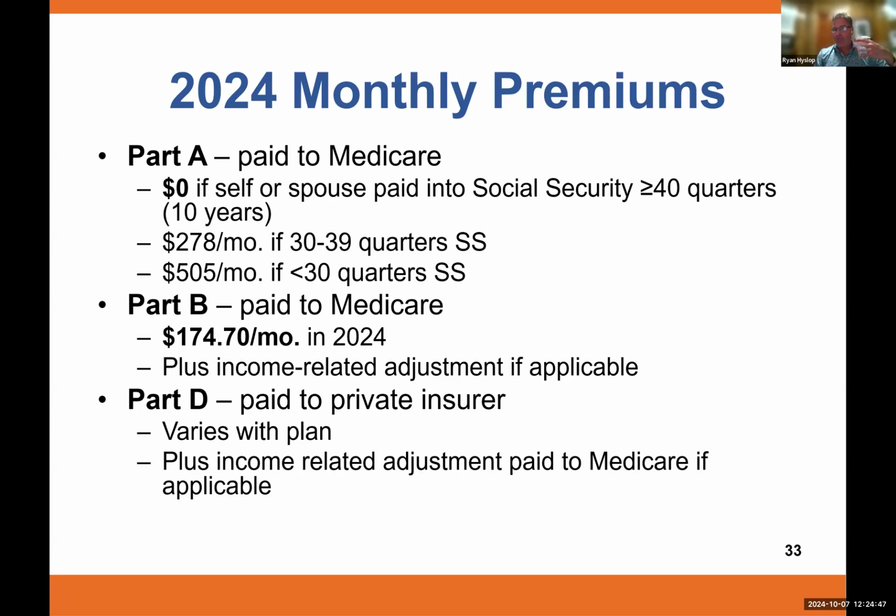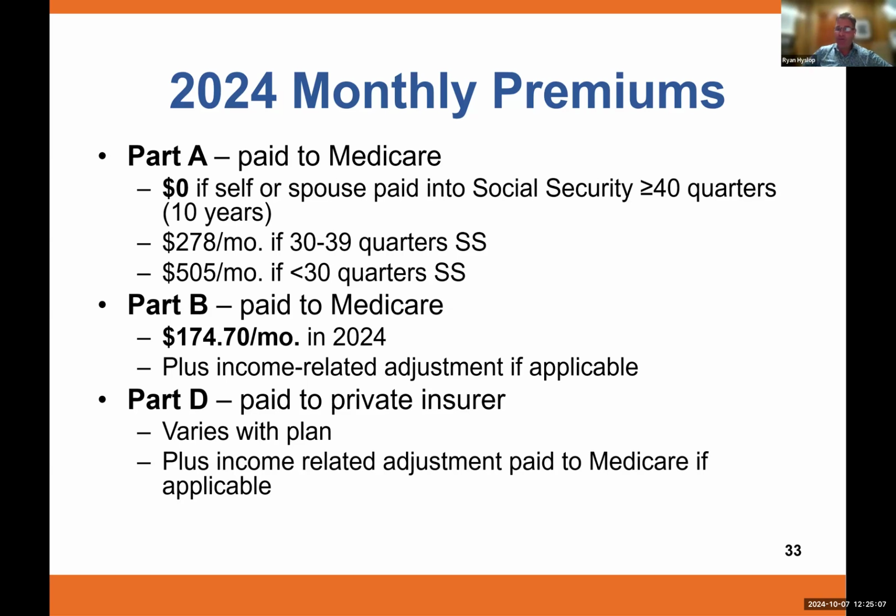Part A is 0 for most, if not all of you. For those of you that have less than 40 quarters, which is 10 years of work history here in the United States, paying into Social Security, you potentially have that $270 a month or $505 a month. That's if you have 30 to 39 quarters or less than 30 quarters, okay? Most of you will be 0, so you're not going to have a premium in Part A.